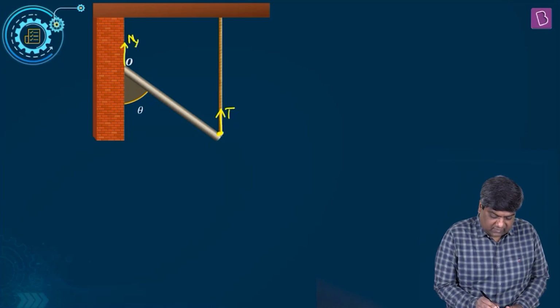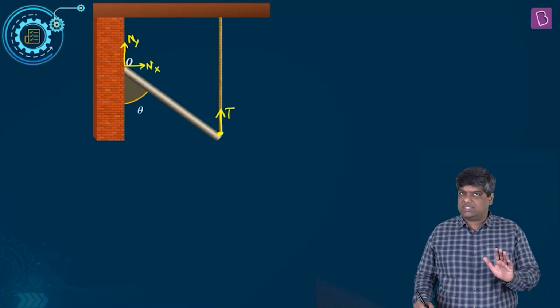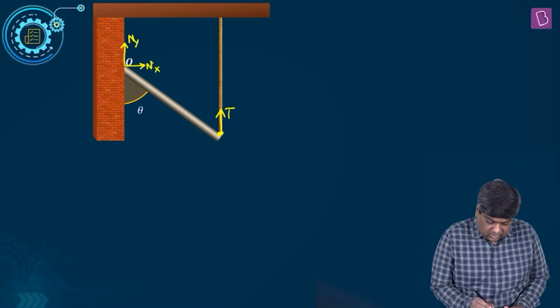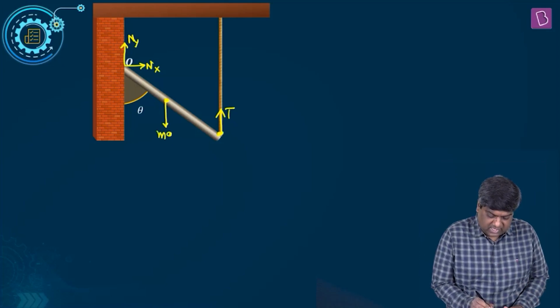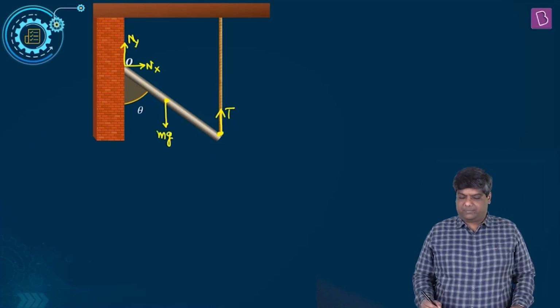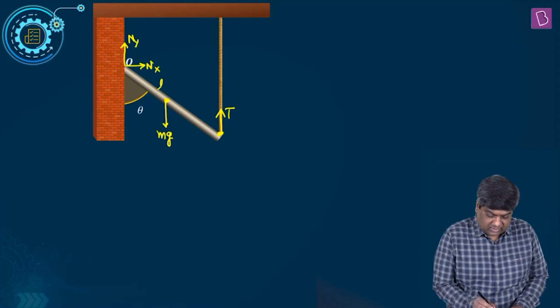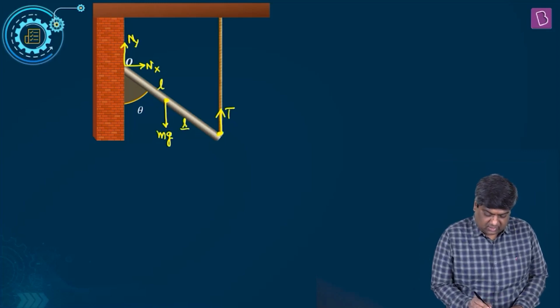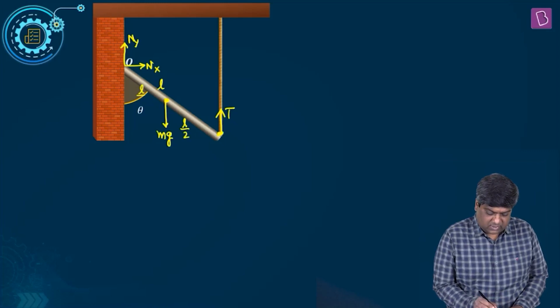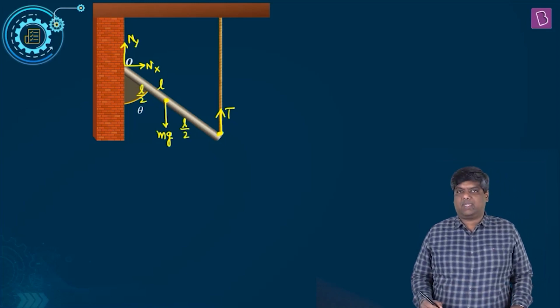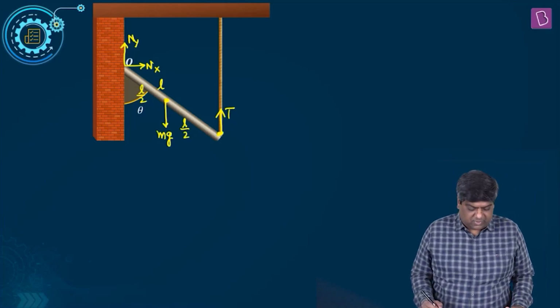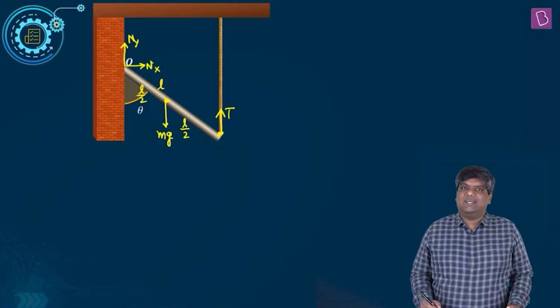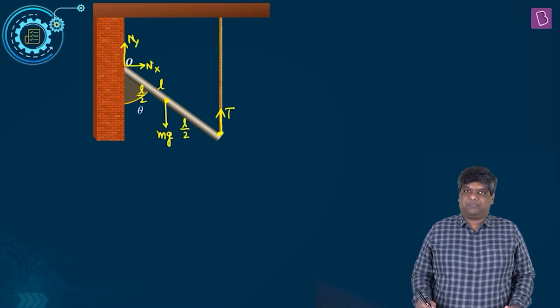Vertical, I'll call it Ny. Horizontal, I'll call it Nx. Will there be a horizontal normal force? Let us see. What is also acting is the weight of the rod, mg, right at its center. So if L is the length of the rod, then this part length will be L by 2, and this will also be L by 2. What are we supposed to find out? We are supposed to find out the tension in the string.